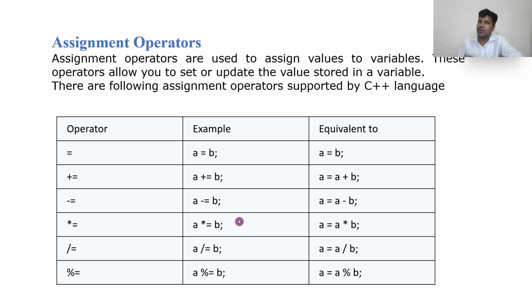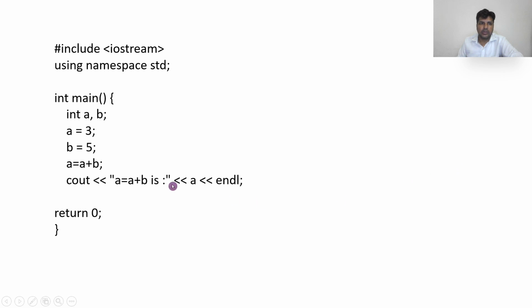So let us see a small example so you can understand easily. For example, a is equal to 3, b is equal to 5. If I say a is equal to a plus b, what will be the answer? The output will be 8, right? In the same way, if I write a plus equal to b in place of a is equal to a plus b, the result will be the same. Let us check.